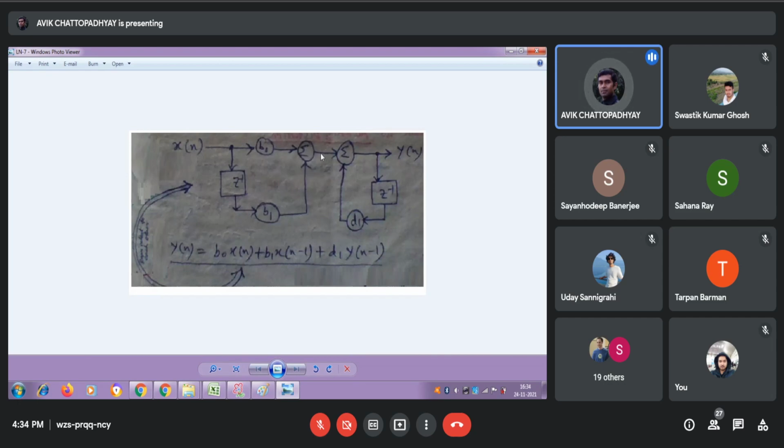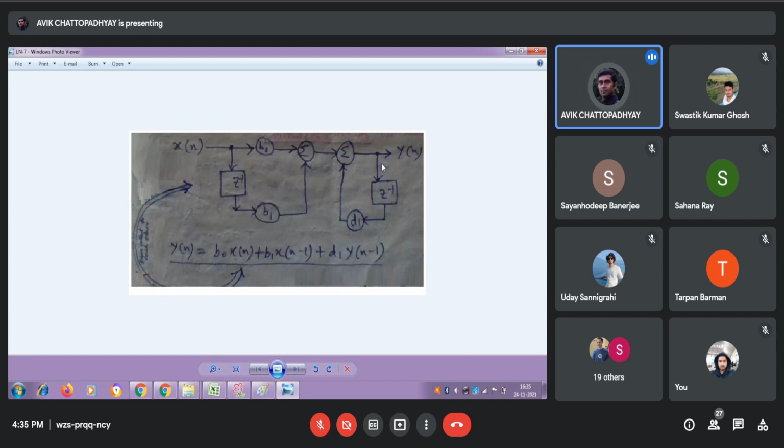Now this adder, after addition, is producing the output. This output is being fed to the input of another adder, whose other input terminal is fed with the output which is delayed by one sample and multiplied by d1. Now as a whole, when the second adder adds these two versions, finally it gives you yn.